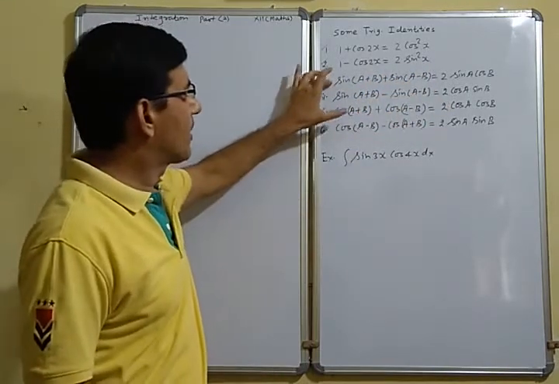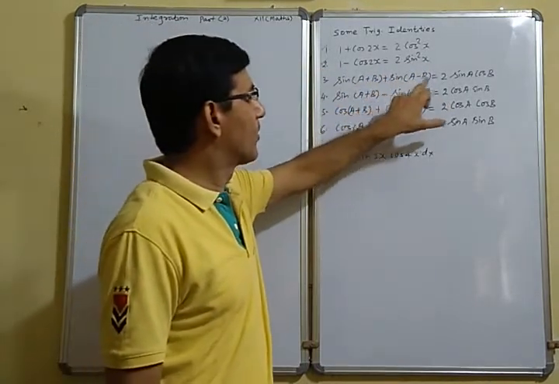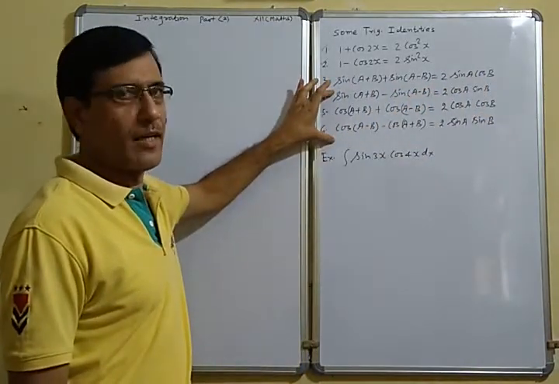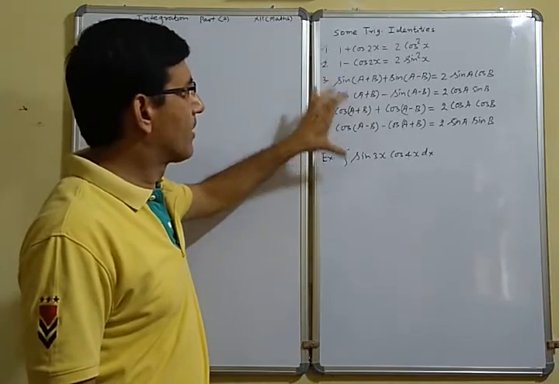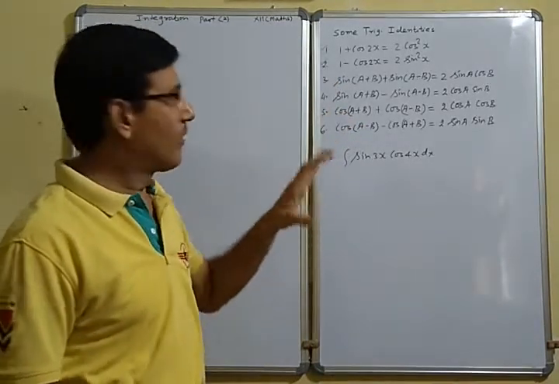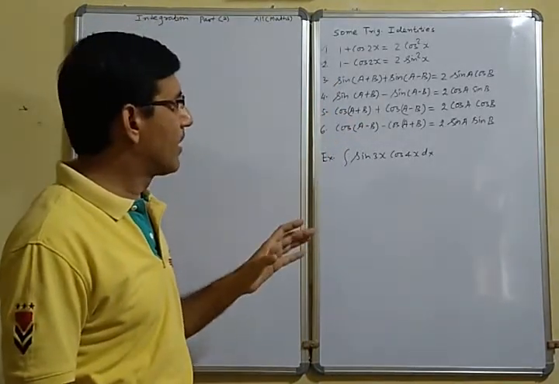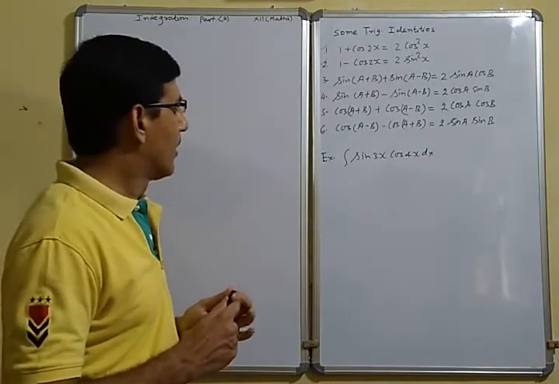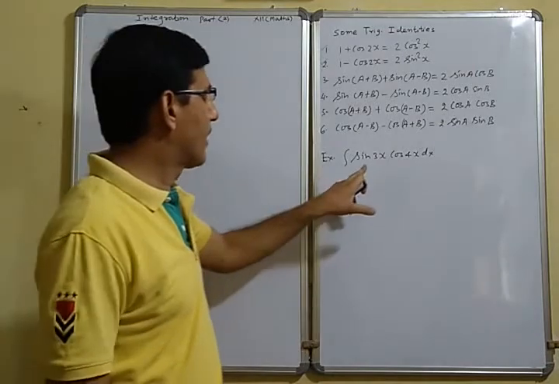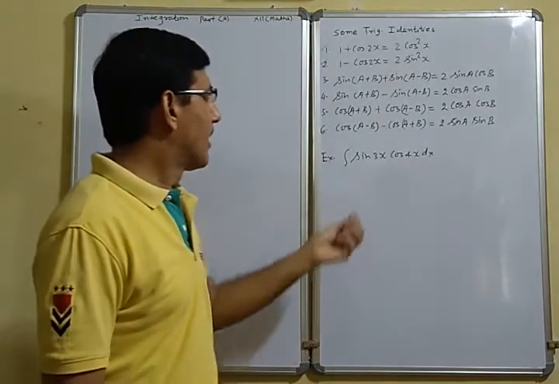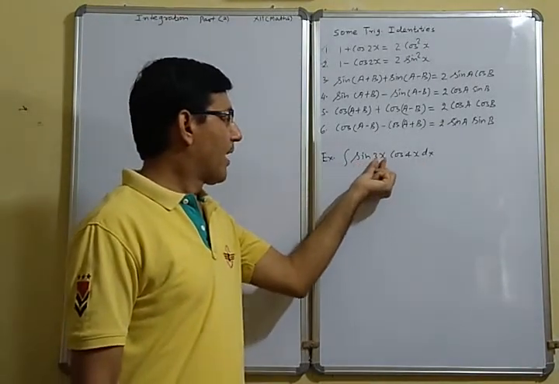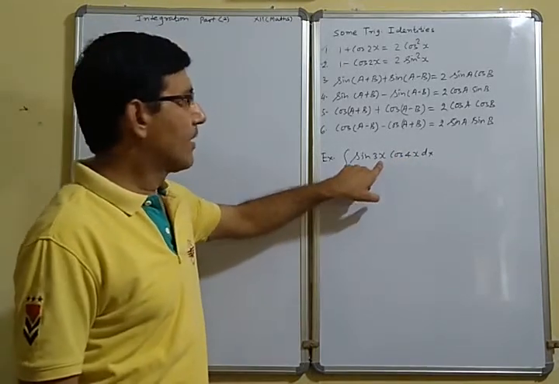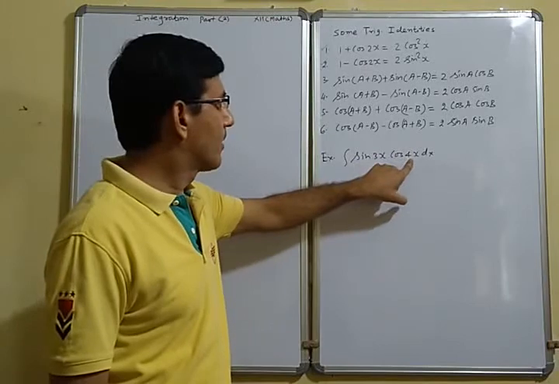Similarly, sin(a plus b) plus sin(a minus b) is equal to 2 sin a cos b, and other identities are written here. Now let us see some examples to understand where we will use these trigonometric identities to solve numerical problems in integration. Now let us see the example: integral of sin 3x cos 4x dx. Here it is sin a and this is cos b, so a is 3x, b is 4x.